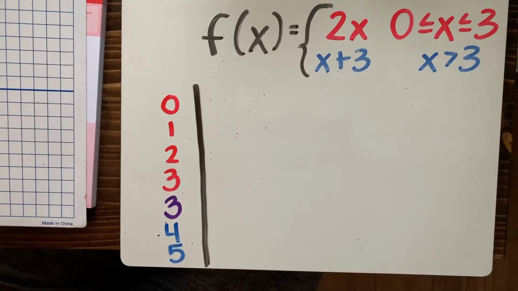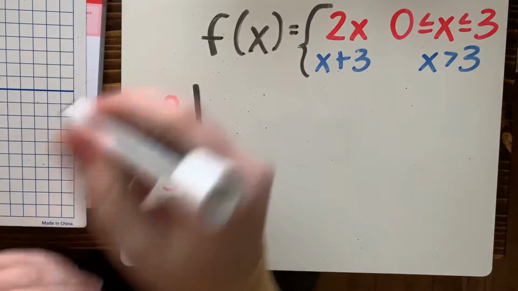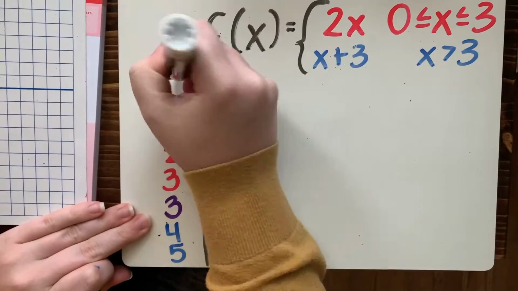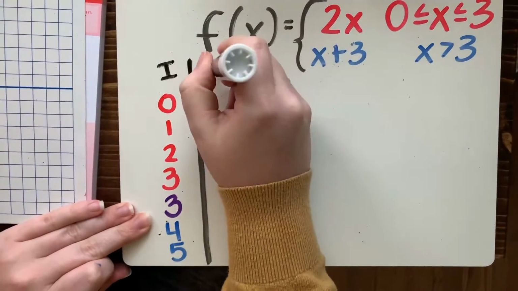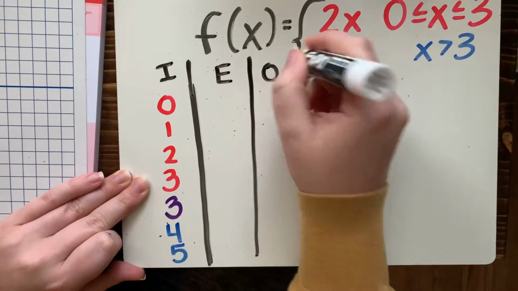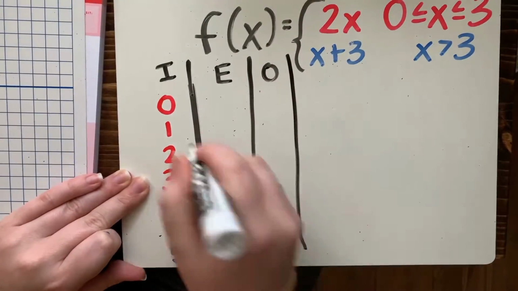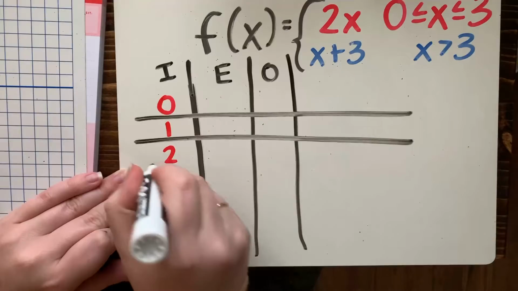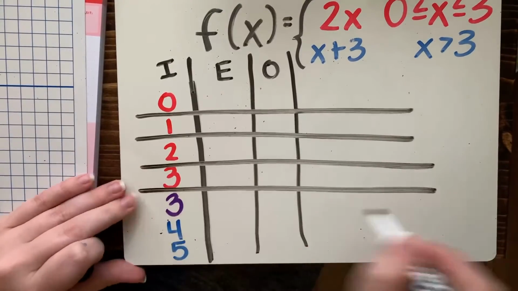Then I'm going to evaluate these to get my outputs, and I'm going to have an ordered pair after that. So let's make a little table of values here.